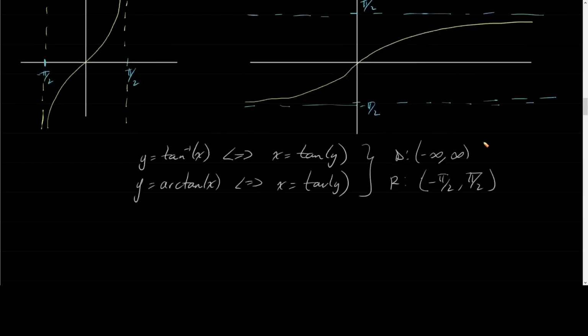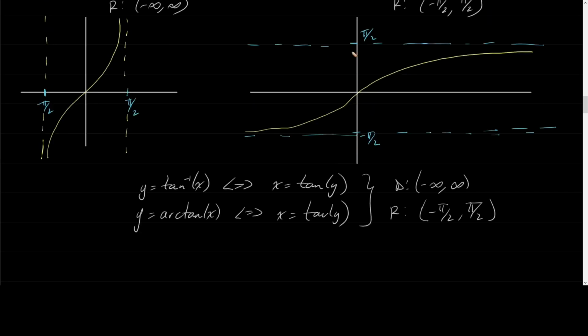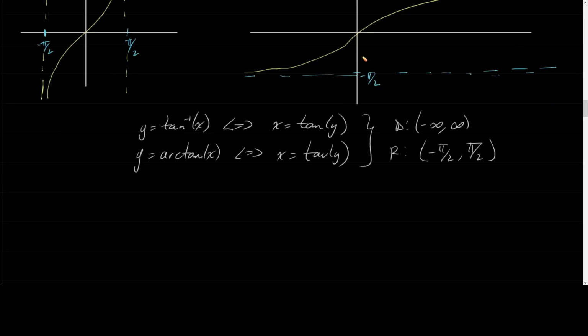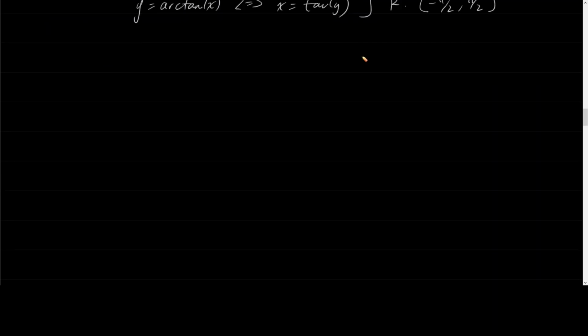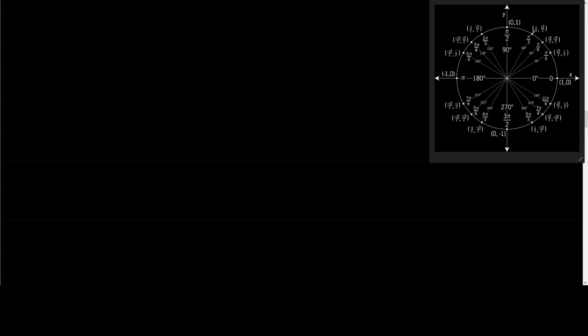Notice here that the range is from negative pi over 2 to pi over 2, just like it was for sine inverse. So this tells us that we're going to be looking at the right half of the unit circle when we go to evaluate tan inverse. So let's look at the unit circle again. There it is. So again, we're going to be working on this side of the unit circle. All right, so let's do a couple of examples.